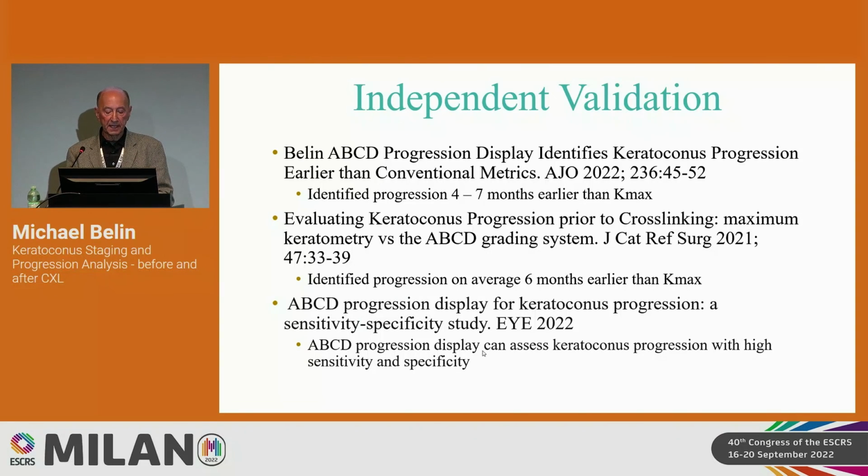And then finally, in Eye earlier this year, the ABCD progression display can assess keratoconus progression with high sensitivity and specificity. There have been a number of articles subsequently published, but on average, the progression display seems to be able to identify patients at least 6 months earlier than Kmax. And again, the goal is to identify patients early, and intervene before they've actually lost more vision.